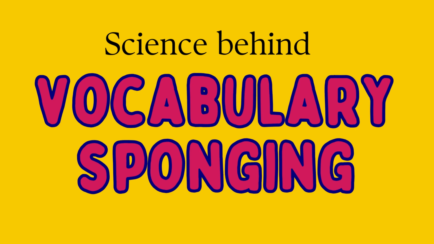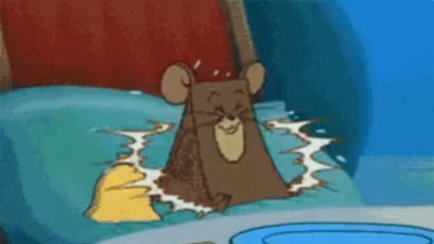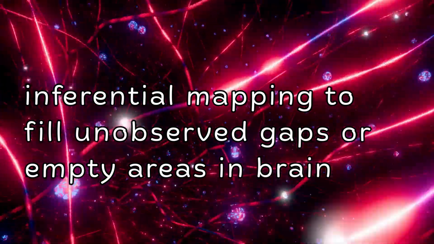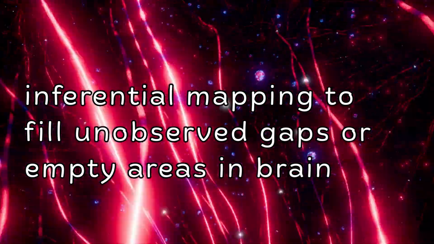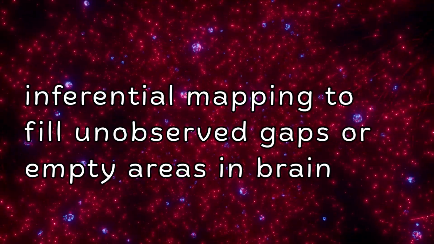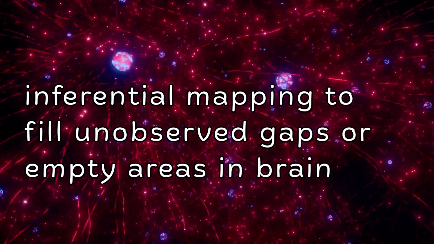Science behind the process of vocabulary sponging. What happens in your brain when it absorbs a new word like a sponge and stows it away in your vocabulary database? Well, first of all, it does something called inferential mapping to fill the unobserved gaps or empty areas in the brain using the newly inputted information of the word.